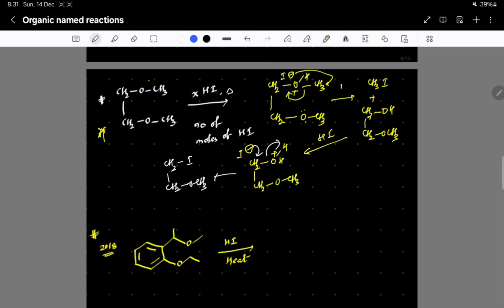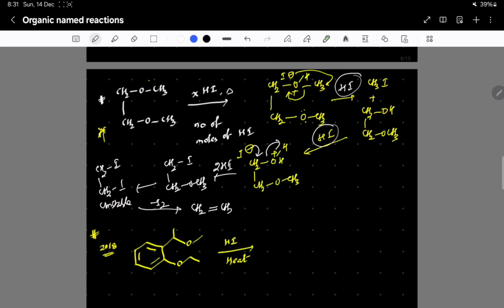So we need 2 HI. This is 1 HI and this is another HI, right? Now same for this also, here I am using 2 HIs, right? Now finally I will get the same process. Now I will get CH2I and CH2I. Now I used 4 HI, right? Now this is unstable only. Now it undergoes reaction, it will lose I2, then it will form CH2=CH2. Now again reaction with HI, then you will get the final product CH3CH2I, right?